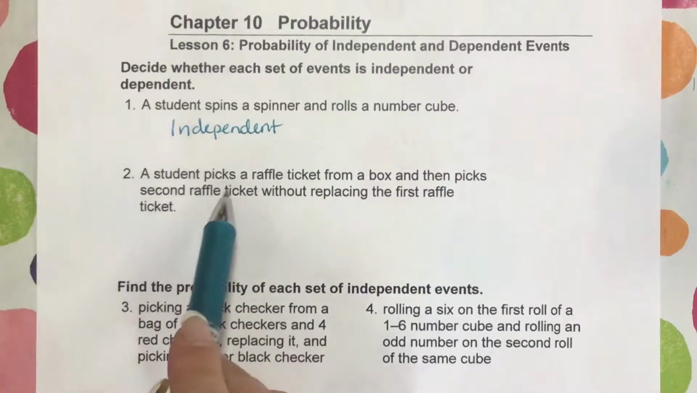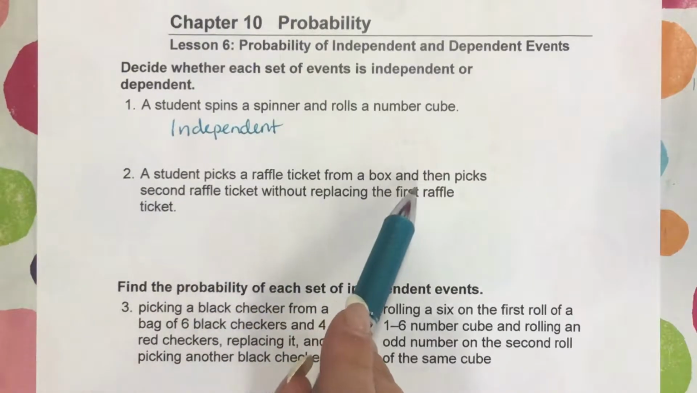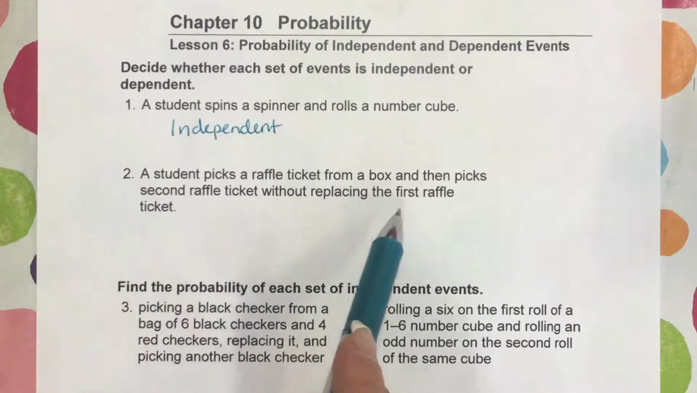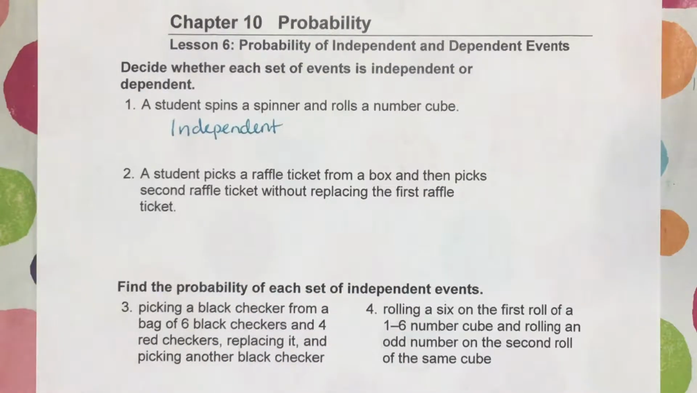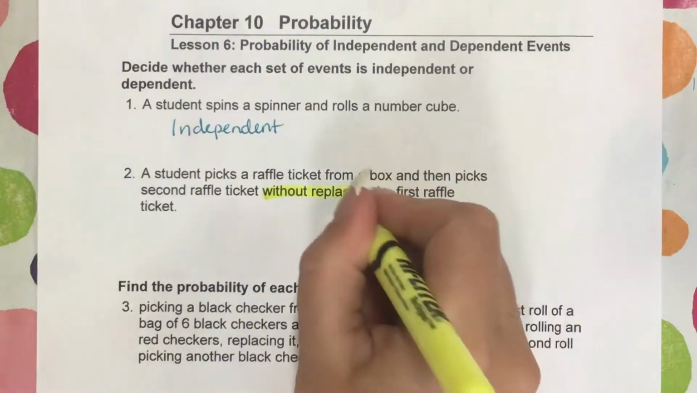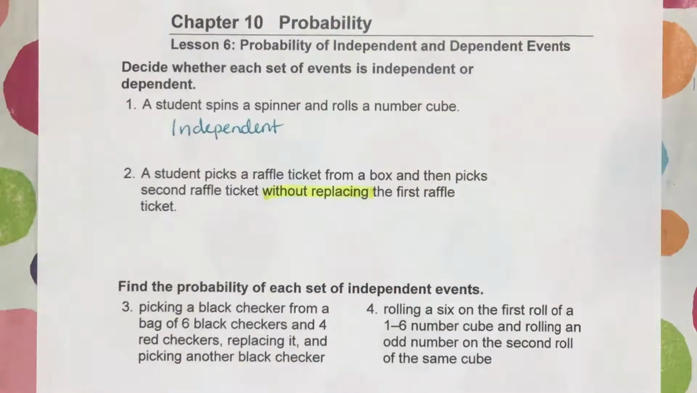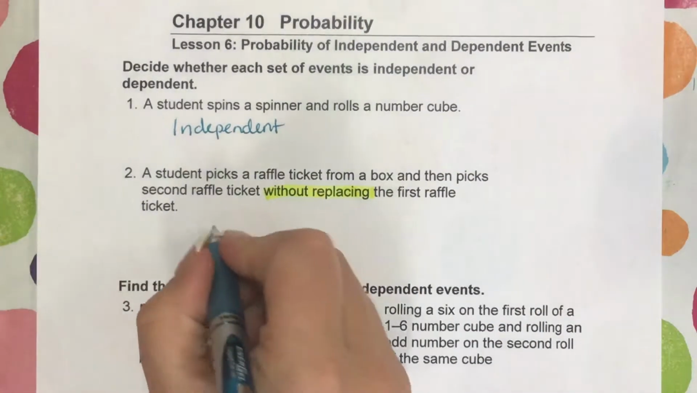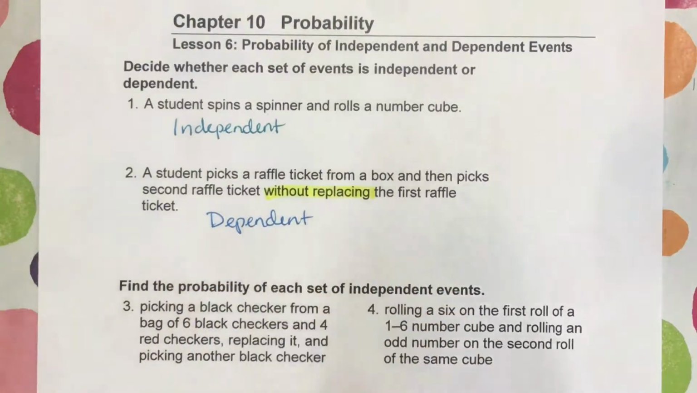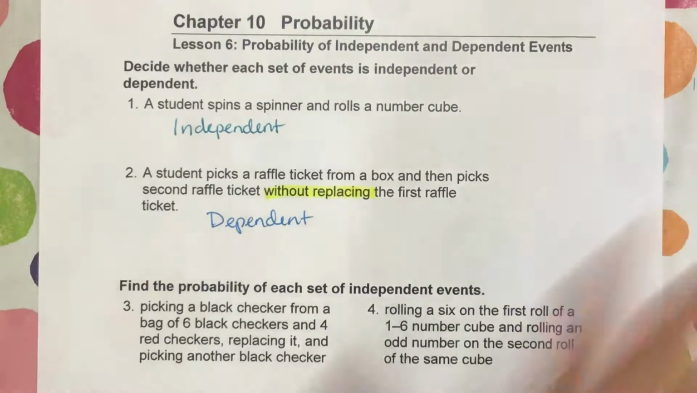Number 2, a student picks a raffle ticket from a box and then picks a second raffle ticket without replacing the first raffle ticket. You remember when we talked about the key words were without replacing for a dependent event. So this is totally dependent on the first one. So this would be an example of a dependent event. All right. Let's go on to the next one.